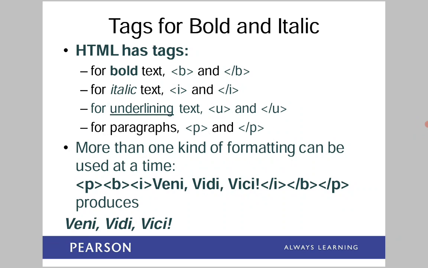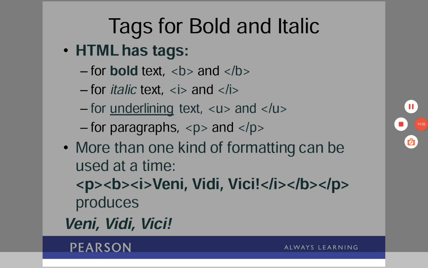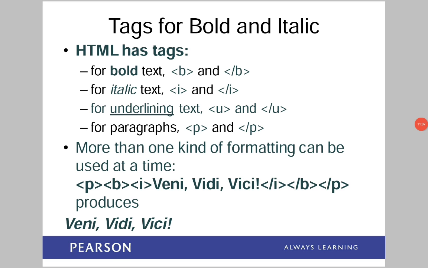These four are called formatting tags, and these tags can be applied to any words or some text or paragraphs or lines of text. More than one kind of formatting can be used at a time. We may use more than one tag at a time. So this is the simple example.